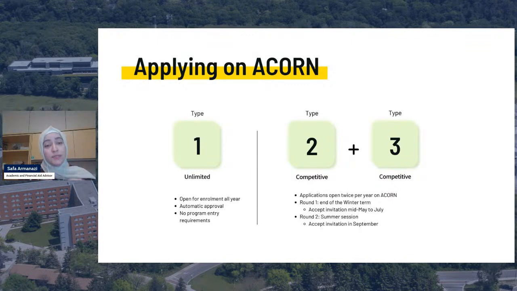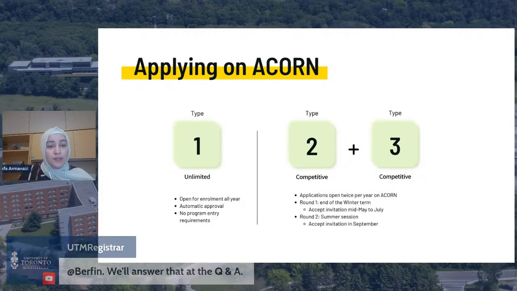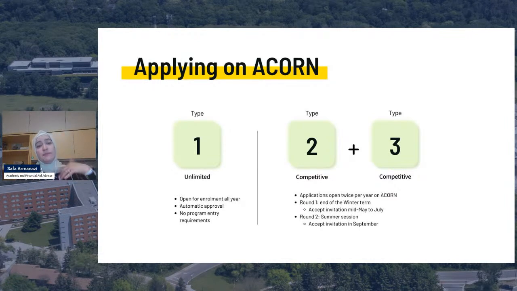Once you receive invitations to those programs, you would have to go on Acorn and accept them by a specific deadline. For round 1, you need to accept your invitation by mid-May to July, and you would also expect that departments will review your application beginning in early May. For your round 2 applications, you would be expected to accept your invitations in September. That would be the deadline to accept once you receive the invitation to those type 2 and type 3 programs.